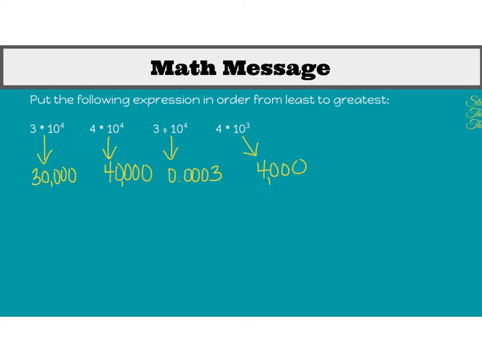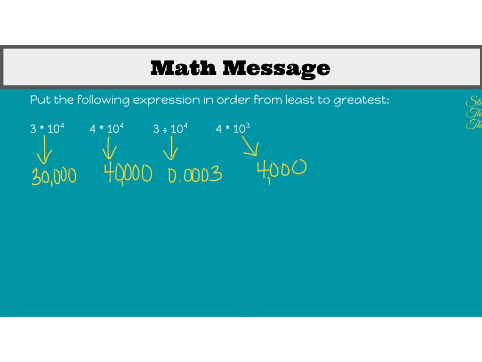So if we take a look here, 3 times 10 to the 4th power turns out to be 30,000. 4 times 10 to the 4th power is 40,000. 3 divided by 10 to the 4th power, notice what happens here. This is the tenths place, hundredths, thousandths, ten-thousandths. So that's going to be 3 ten-thousandths. And then we have 4 times 10 to the 3rd, which is 4,000.